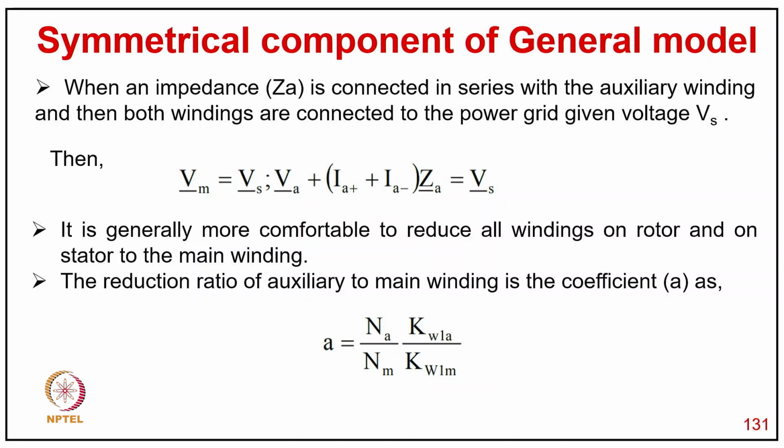So VM equals Vs, and VA plus IA times Z equals Vs. It is generally more comfortable to reduce all the windings on the rotor and on the stator to the main winding. The reduction ratio of auxiliary to main winding is a coefficient of turns ratio. We call it A equal to Na upon Nm into Kwa upon Kwm. Since the winding is distributed, not only the simple number of turns, but we have to take the winding distribution also into account to decide the effective turns ratio.